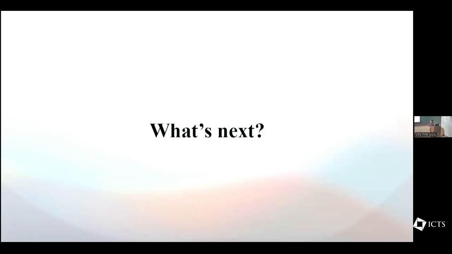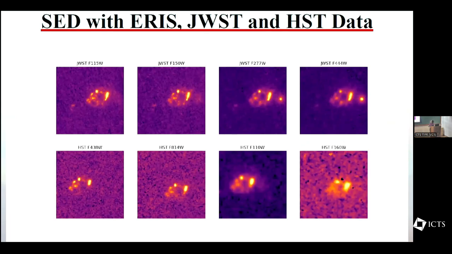Okay, so what's next? Because I have done some spectral analysis and got some numbers, but how do I know they are correct, like how to validate that? For that, what we are currently doing is combining our ERIS data with the JWST and the HST archival data for that galaxy, and trying to get the SED fitting and extract the metallicity and the SFR, these two properties specifically, to match with our results so that we can validate that what we are doing is correct.